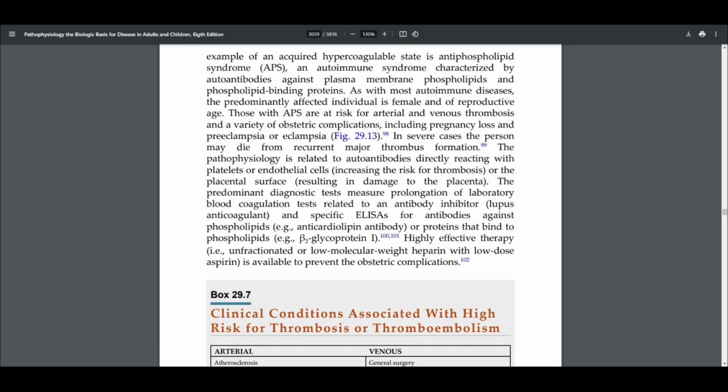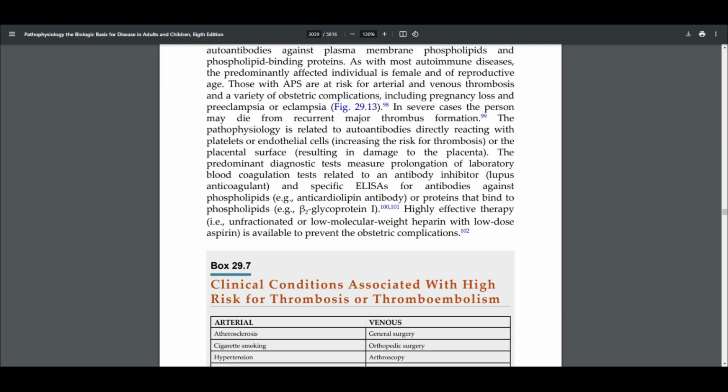The pathophysiology is related to the autoantibodies reacting with platelets, endothelial cells, or the placental surface. The predominant diagnostic tests measure prolongation of laboratory blood coagulation tests related to the antibody inhibitor, and specific ELISA for antibodies against phospholipids or proteins that bind to phospholipids. Highly effective therapies include unfractionated or low molecular weight heparin and low dose aspirin, which are available to prevent obstetric complications.